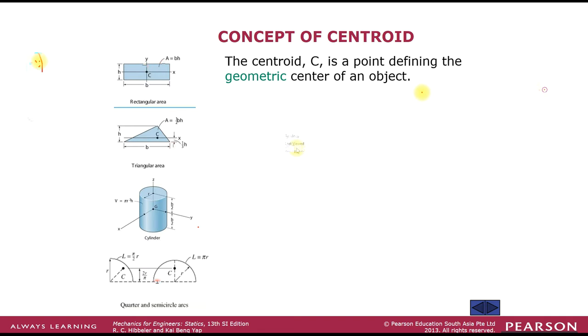Okay, since y is given in terms of x, we can use a differential dA as the rectangular shape. This is a representation of the area. That area has a length dx and a height of y.